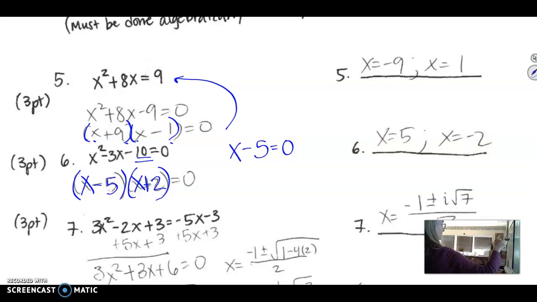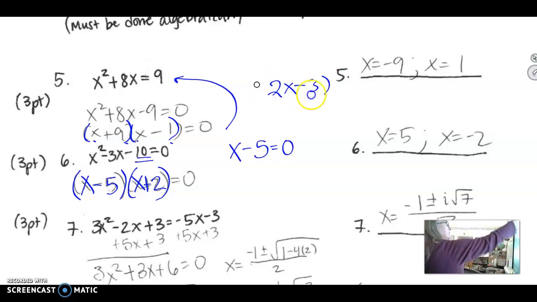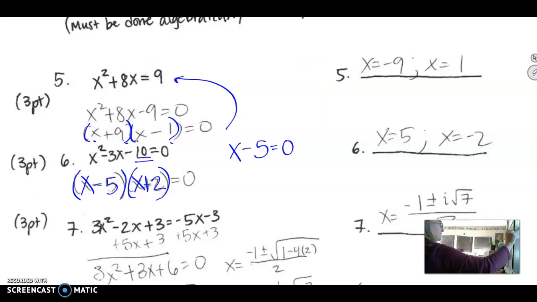It's just the opposite. Yes, although if it ends up being a factor like this, then you might want to write it out because it's going to be a fraction. So x equals 5 for that factor and x equals negative 2 for that factor.